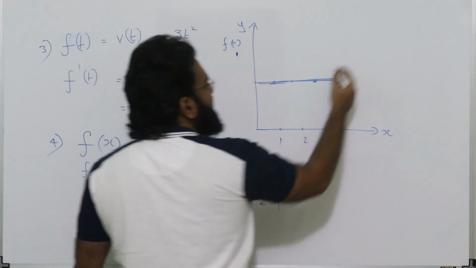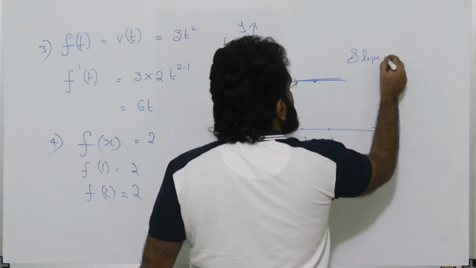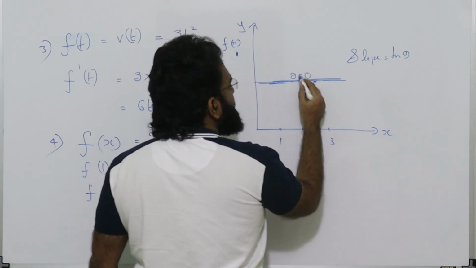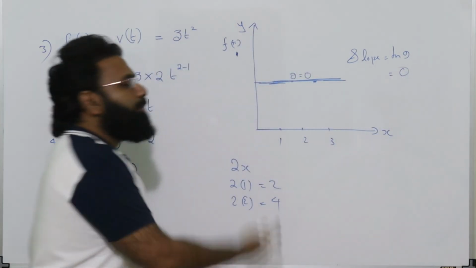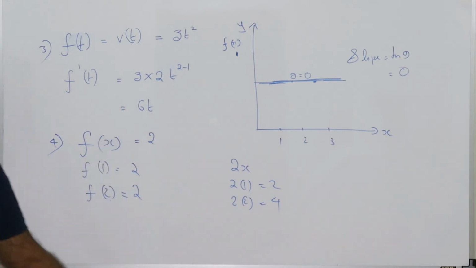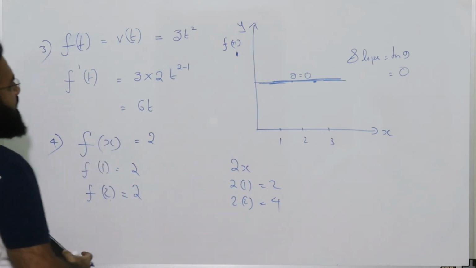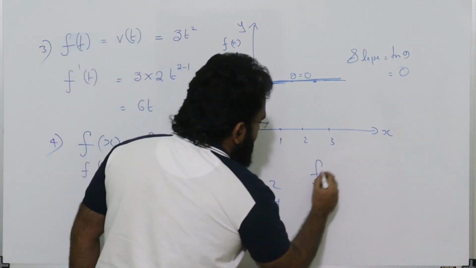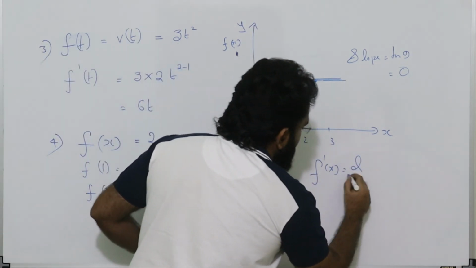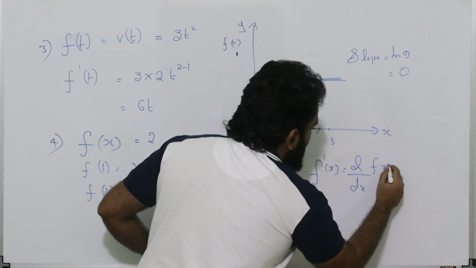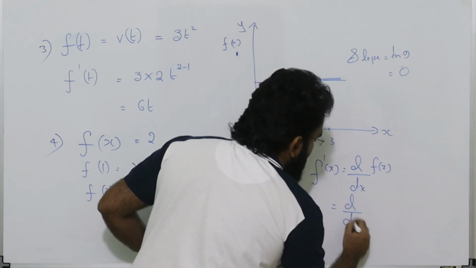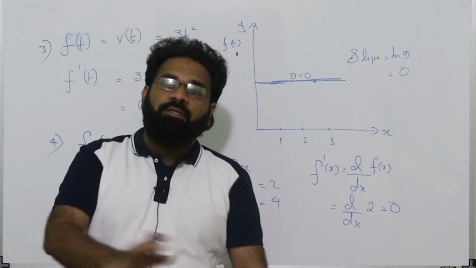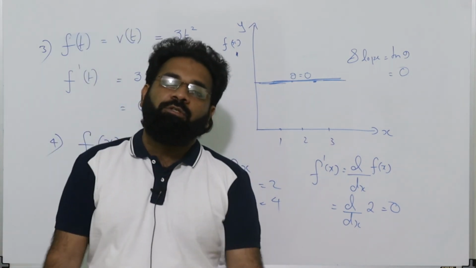So find the slope of this. Slope is nothing but tan theta. What is the angle here? Theta is equal to 0. So slope is 0. In the same way, if we take f of x equal to 2 and try to find f dash of x, that is d by dx of f of x, which is d by dx of 2, equal to 0. So differentiation of a constant is 0.